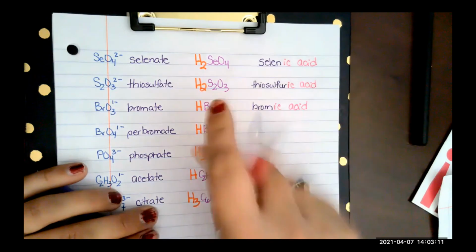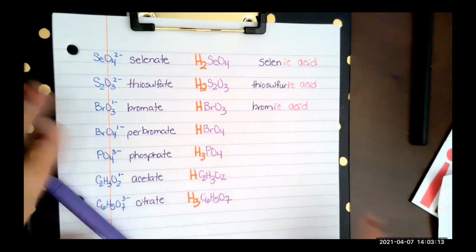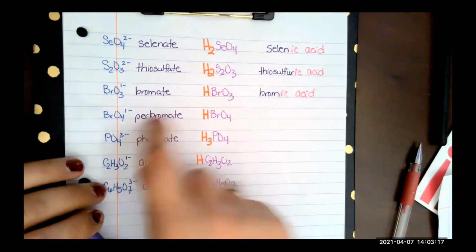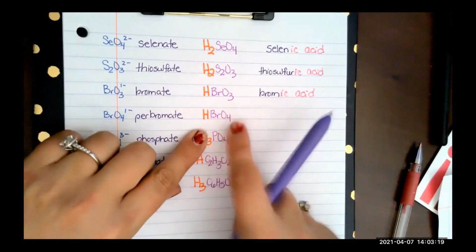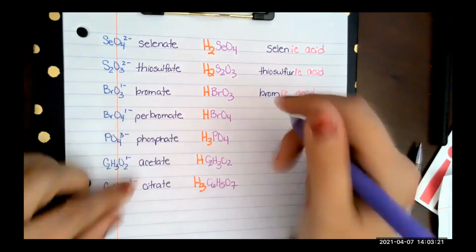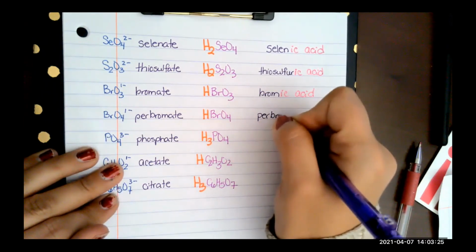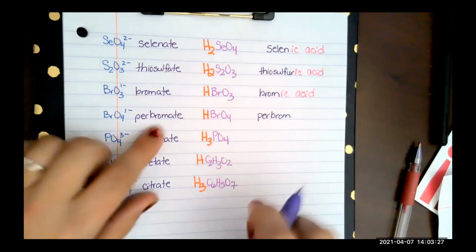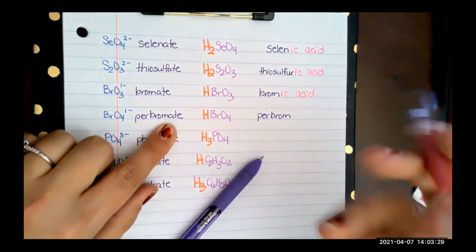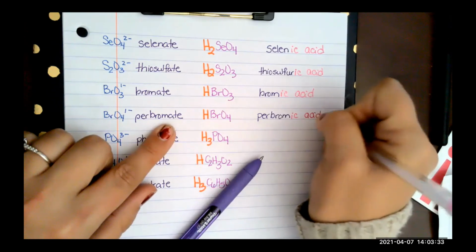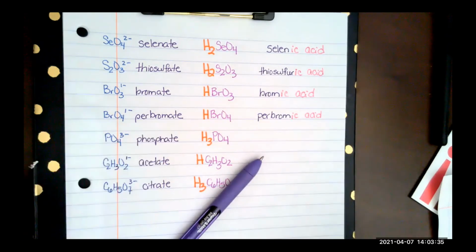So for bromate, when you add hydrogen, you write everything up to the ate, so that's BROM, and then that ate becomes ic, you switch it out, and then you write the word acid. It becomes bromic acid. So for perbromate, let's add hydrogen to it, so you have HBrO4, you write everything up to that ate, so it's PERBROM. Instead of ate, you write ic, so it becomes perbromic, and then don't forget to write the word acid, perbromic acid.